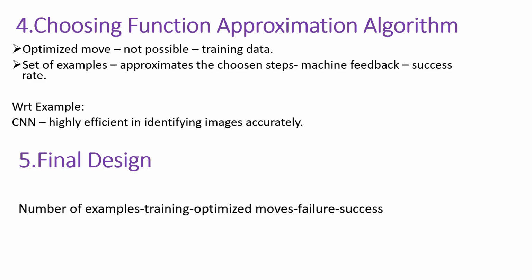So the final design is nothing but the number of examples you have given for the model to learn from, how well it is trained, and which algorithm is used for training the model. And the third factor is optimized moves. What all the optimized moves have to be taken in order to move towards success or failure. So all this together will decide the final design of your learning model.